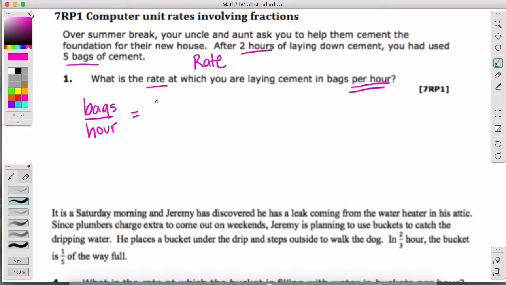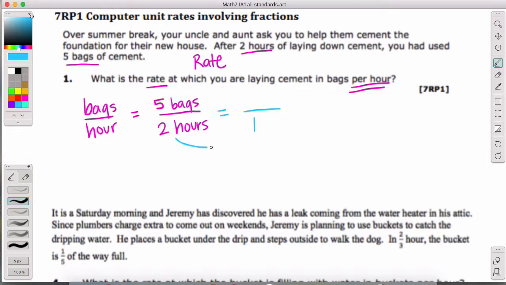So we've got 5 bags of cement from the story for every 2 hours spent laying down cement. So it says, what is the rate? That is the rate, 5 bags for 2 hours. If we were asked what the unit rate was, we could then simplify this. I believe that was the next question. Let me check here. It's not on the paper here, but it says, what is the unit rate is the next question. So a unit rate is always for every 1.